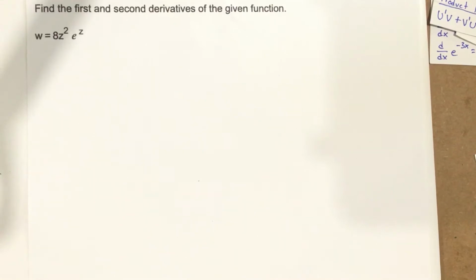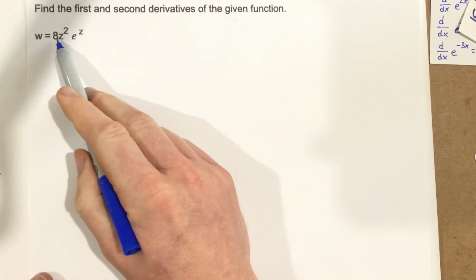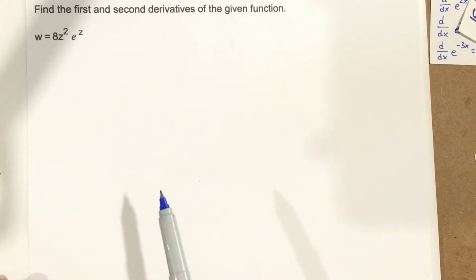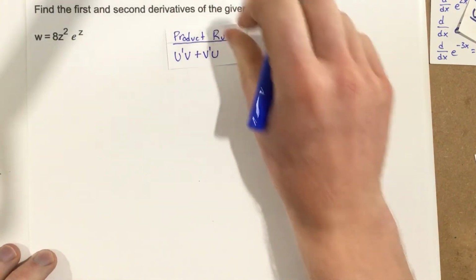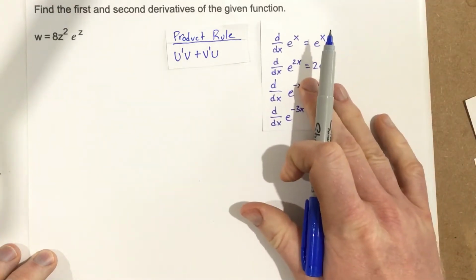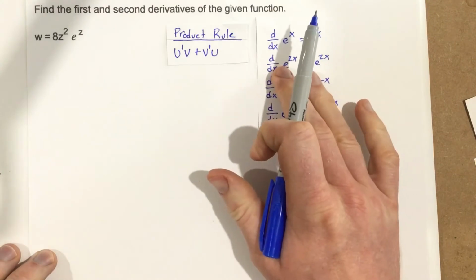This is problem number 15 for section 3.3. In this problem it says, find the first and second derivatives of the function. And they give you w equals 8z squared e to the z. So we're going to need to use the product rule here. And we're also going to need to pull back out our derivatives of our exponential with base e.